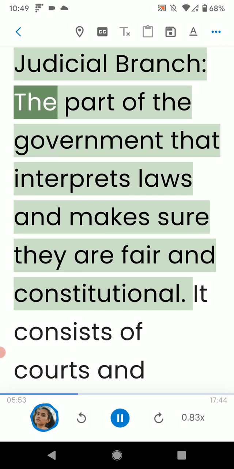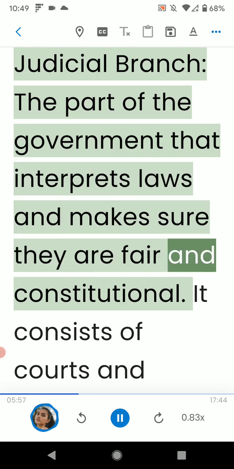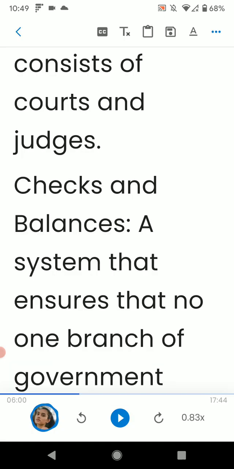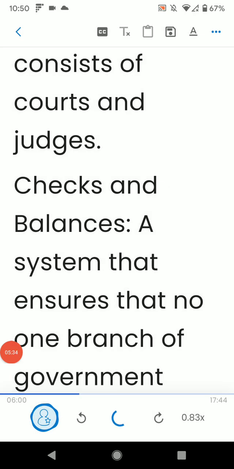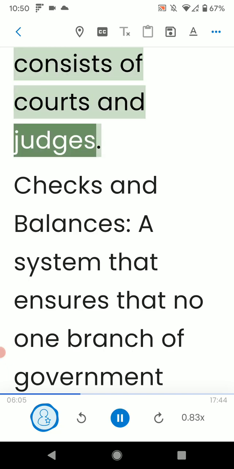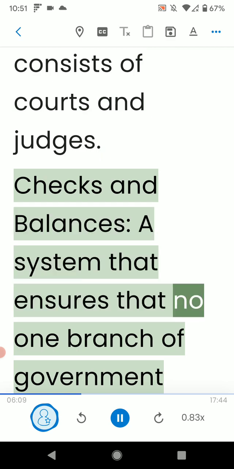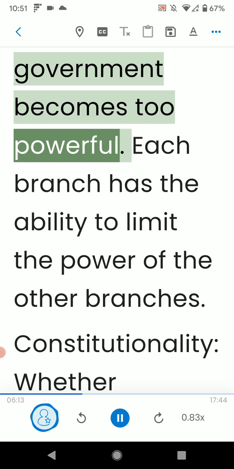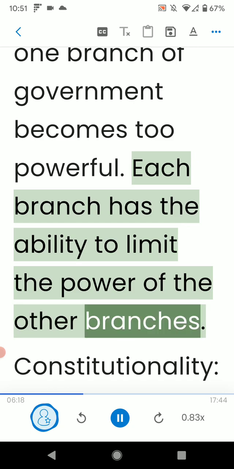Judicial branch, the part of the government that interprets laws and makes sure they are fair and constitutional. It consists of courts and judges. Checks and balances, a system that ensures that no one branch of government becomes too powerful. Each branch has the ability to limit the power of the other branches.